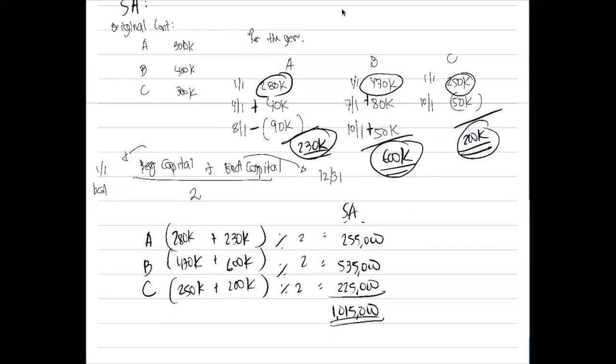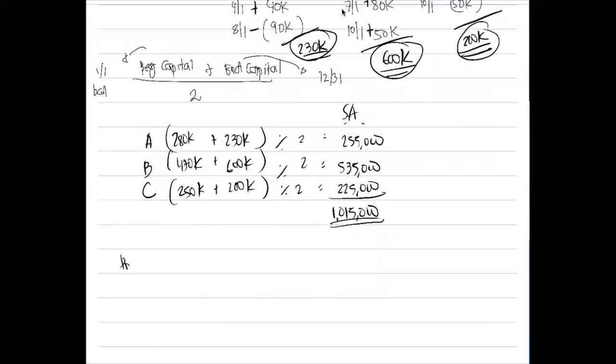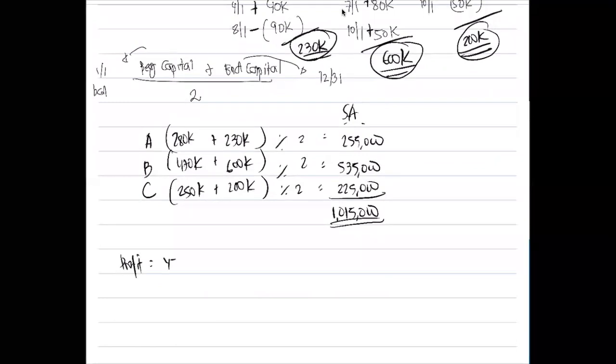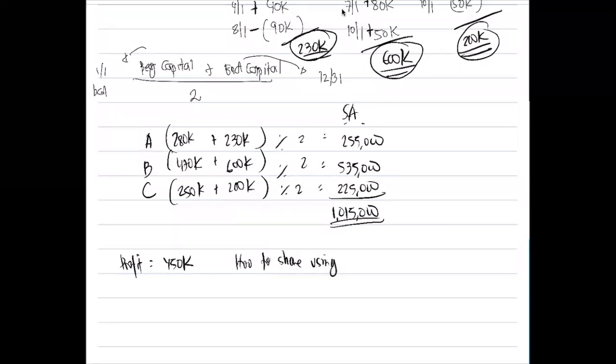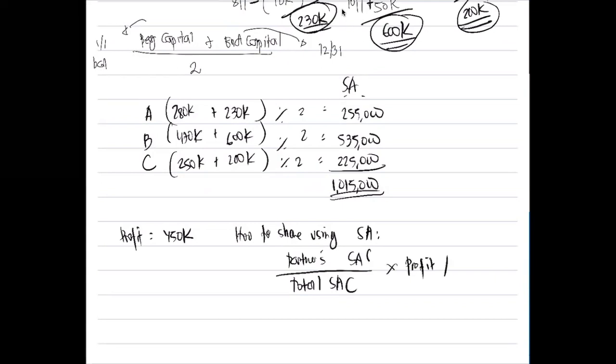1,015,000. Okay. Now, how do we share the profit? Assuming we have a profit of 450,000, how to share using simple average. Using simple average, we get the partner's simple average divided by the total simple average capital, multiplied by the profit or loss.